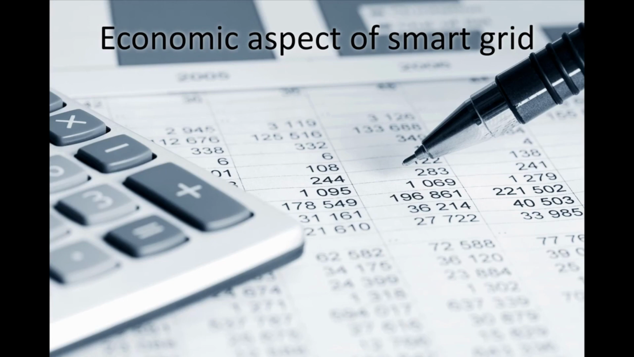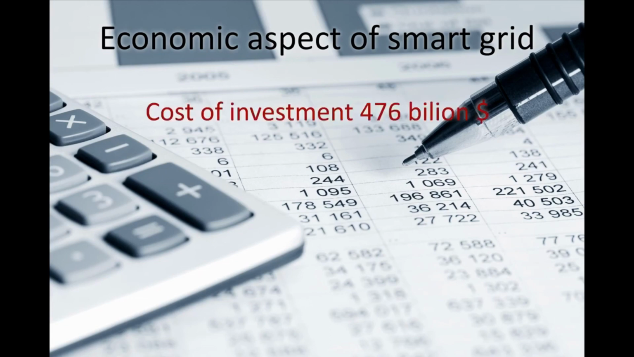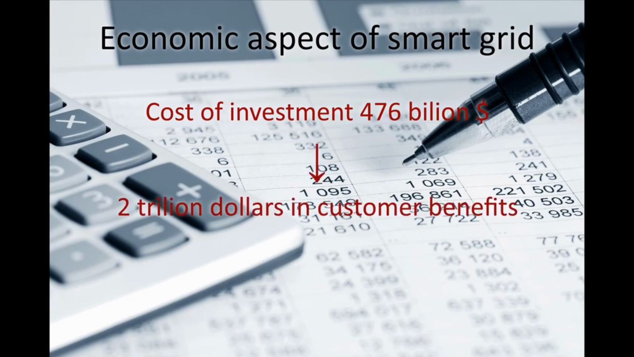A 2011 research concludes that investment in a US smart grid will cost up to $476 billion over 20 years, but will provide up to $2 trillion in customer benefits over that time.